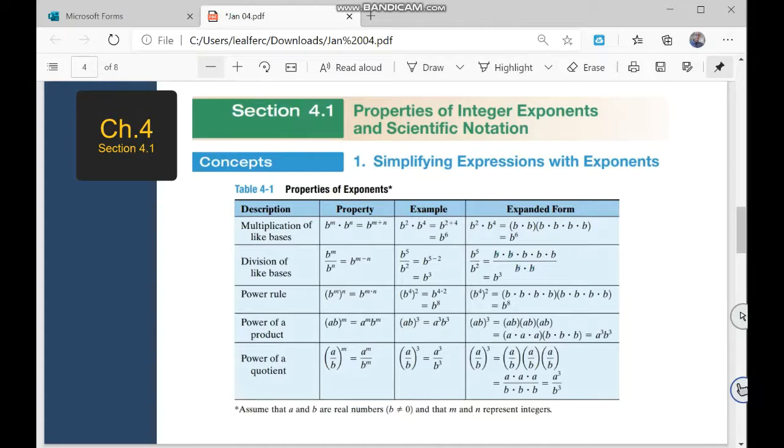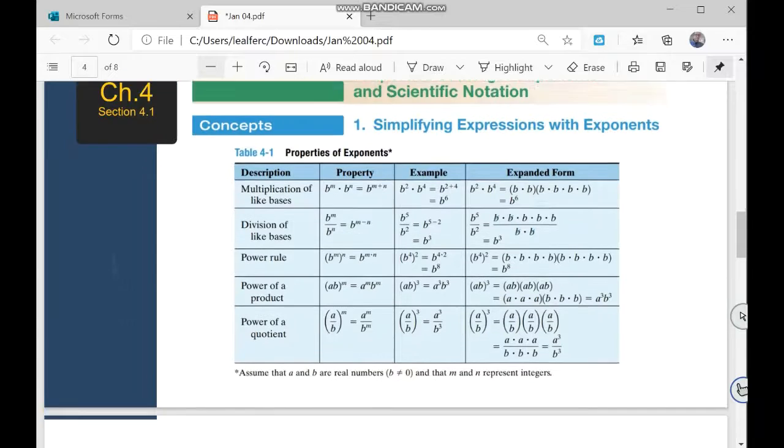Lots of properties. Can you see here? Multiplication, division of like bases, power rule, power of a product, power of a quotient. But today I want to keep things kind of slow and not too hard. So let's skip this. We will see all these properties tomorrow.